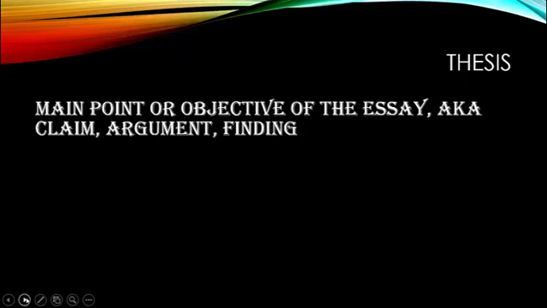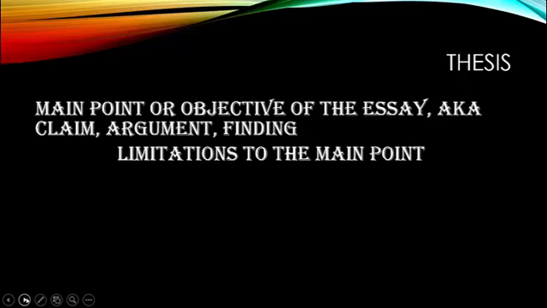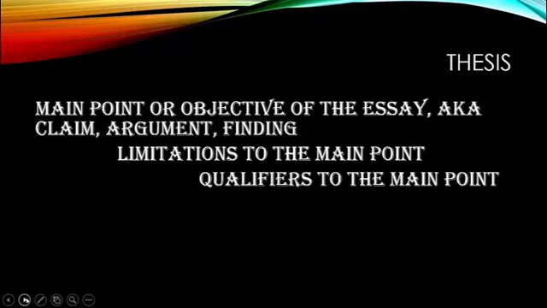And then a thesis statement. The thesis merely refers to the main point or objective of your essay. It's also called a claim, an argument, or a finding. A really good thesis will identify some limitations to your main point or claim. So a critical writer will identify times when the claim might not be true or is only partly true. A claim will also sometimes identify qualifiers. They'll identify some of the conditions that make their statement more or less true.